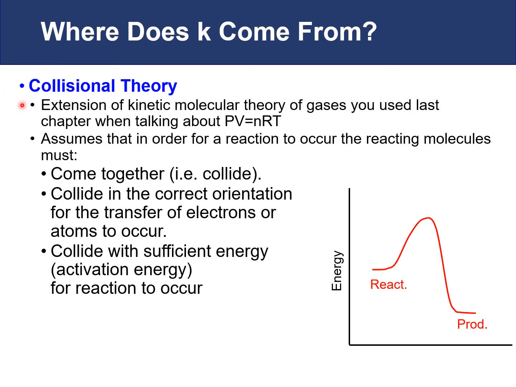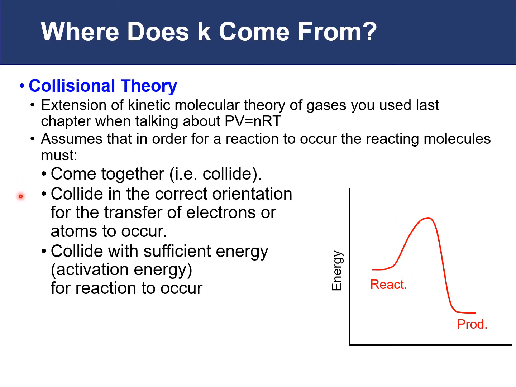It's an extension on kinetic molecular theory that we used for gases in the last chapter, particularly when talking about PV equals nRT. Just as a reminder, the kinetic molecular theory said that gases can be thought of as small hard spheres bouncing around in three-dimensional space undergoing elastic collisions. So we're going to assume that in order for a reaction to occur, the reactant molecules must come together and collide. So reactions cannot occur across a large distance.